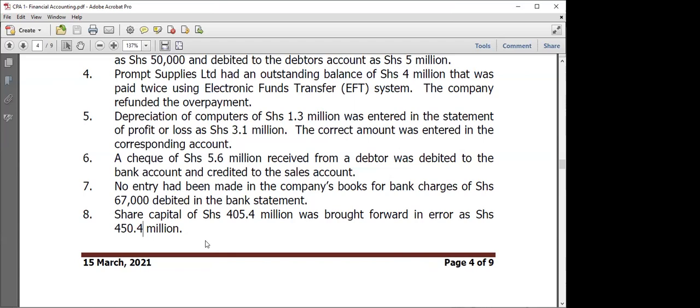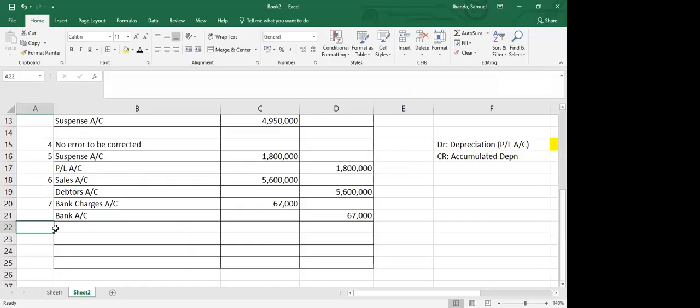Okay. So 450.4 minus 405.4 gives us 45. So the difference is 45 million. Since we recognized a higher figure than the lower figure, we have to debit our share capital, because we want to reduce our share capital value, because it's supposed to be this, not this. And when equity is reducing, we debit it. So we are going to debit our share capital with the 45 million. Okay, thank you, Angela. Going to debit with the 45 million. So 8 here.